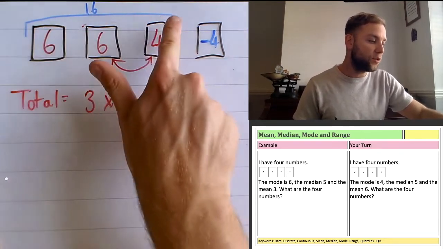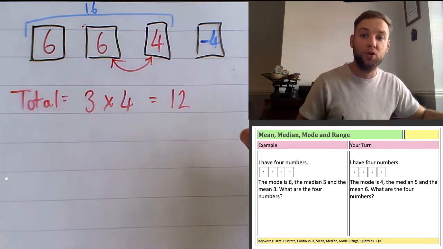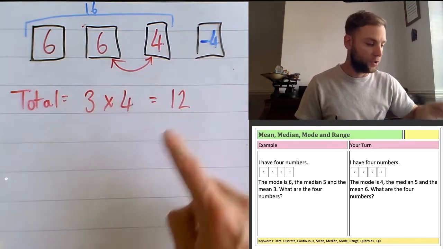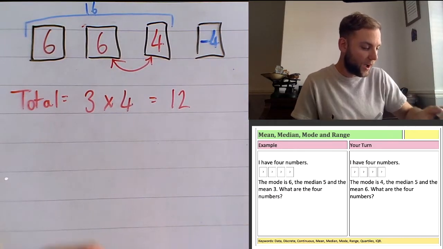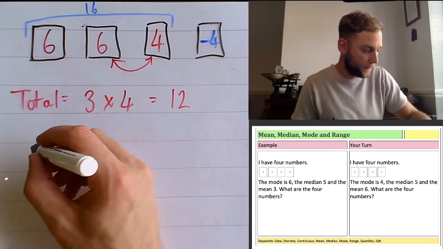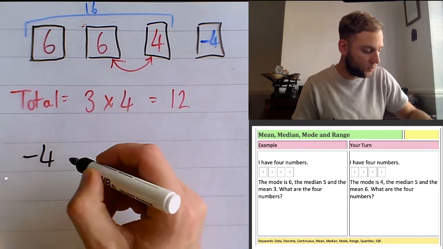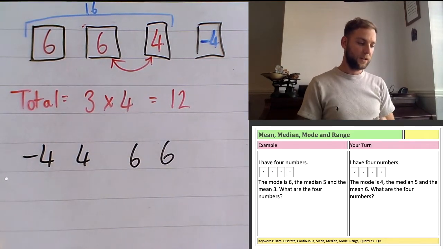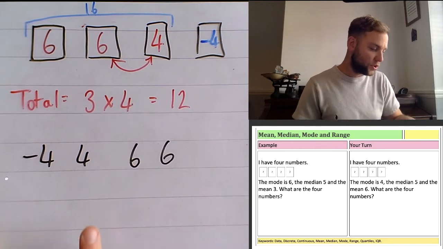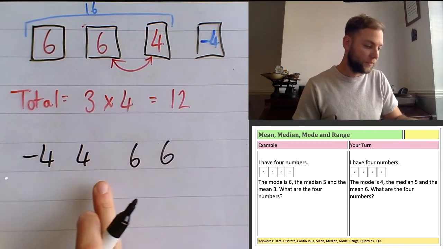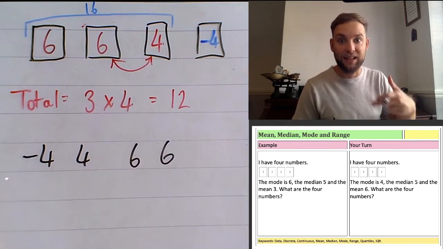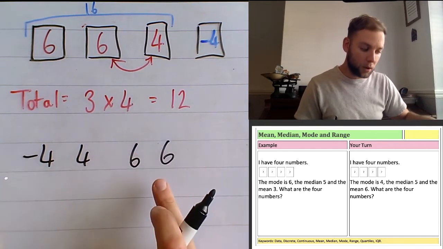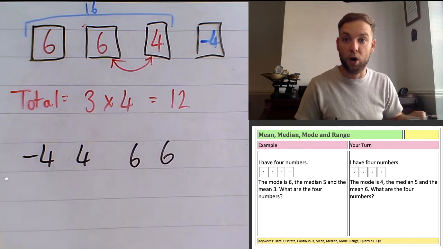So because these already sum to 16 and I want them all to total to 12, I need to add minus 4, which is going to give me 12. Now, if I was to do this, I'd probably put them in order just to check. So minus 4, 4, 6, and 6. So let's just make sure I can check that. So my median is equal to 5. 4 plus 6 is 10 divided by 2 is 5. My mode is equal to 6, which is my most common number.